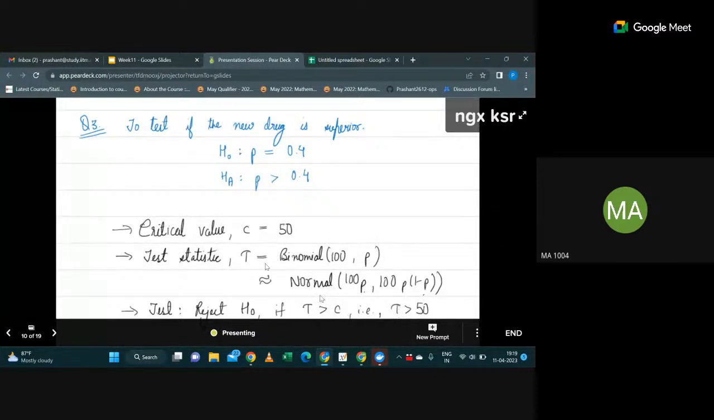What is T? T follows Binomial(100, p), that is, Binomial(n, p), right? And if I apply the normal approximation, it will be Normal(100p, 100p(1 minus p)). Correct? Is this approximation clear to all of you? Yes. So why is it required to convert it to normal, sir? Any reason?